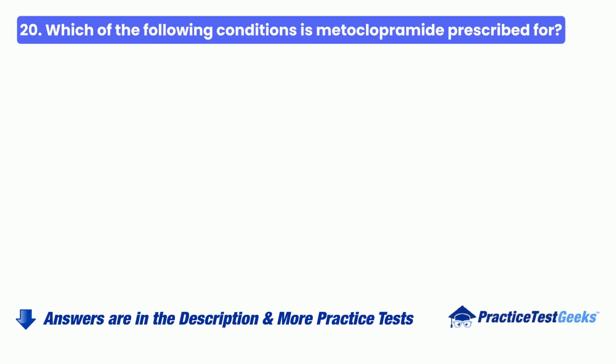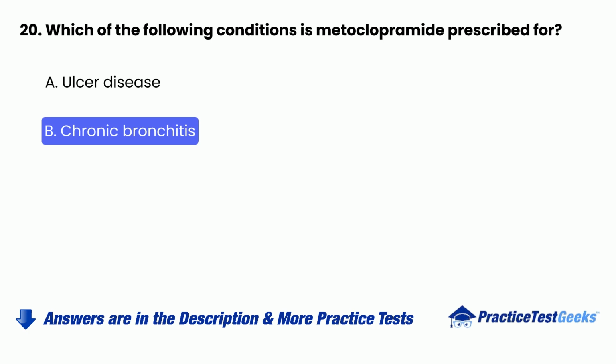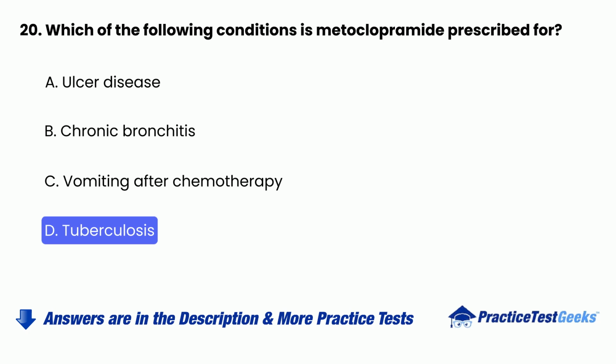20. Which of the following conditions is metoclopramide prescribed for? A. Ulcer disease. B. Chronic bronchitis. C. Vomiting after chemotherapy. D. Tuberculosis.